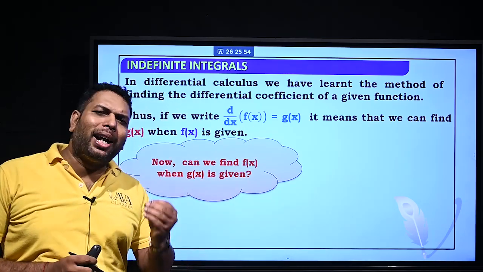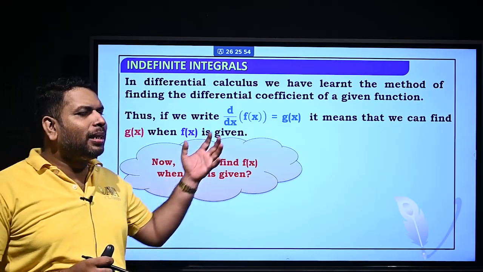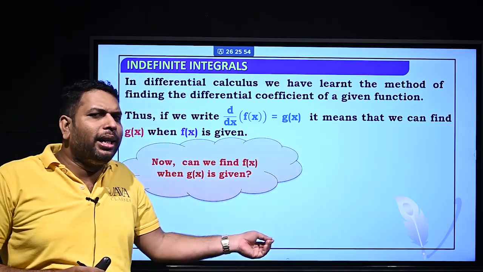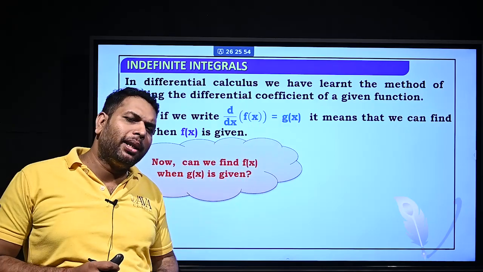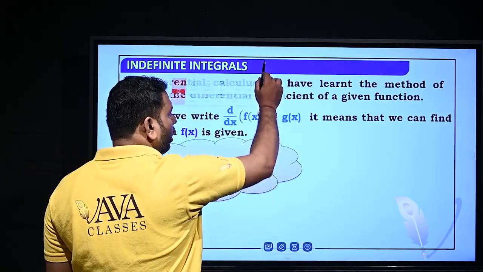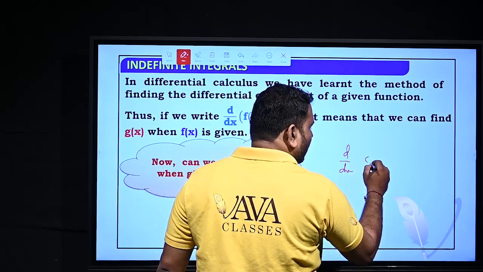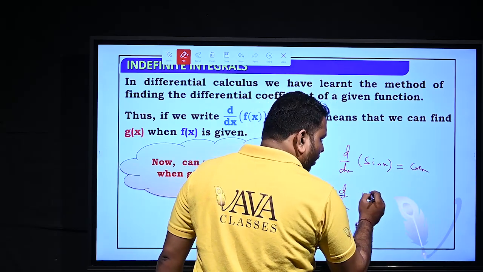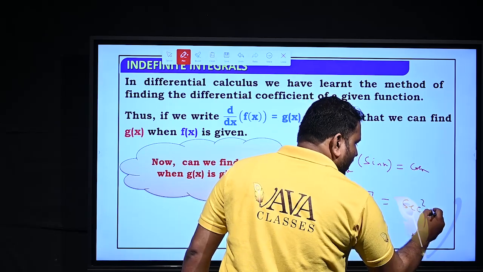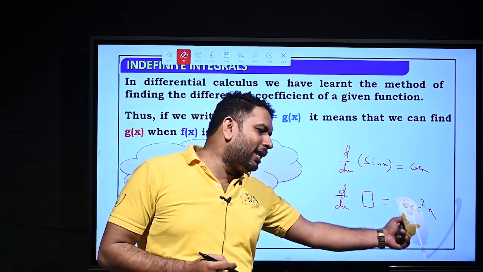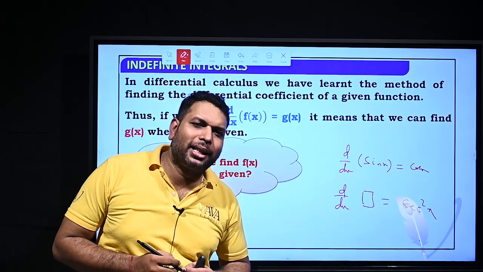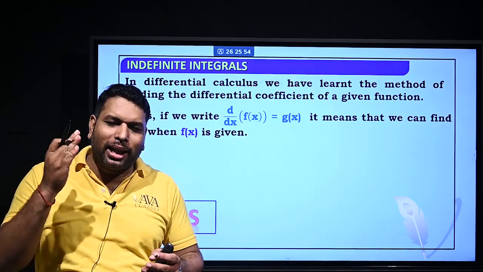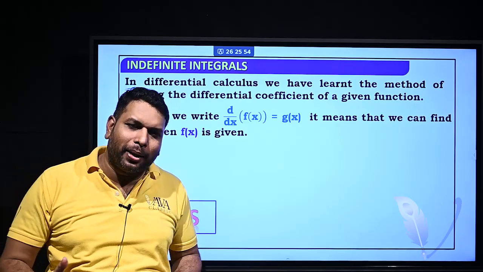Now, can we find f(x) when g(x) is given? If f(x) is given, then you can find g(x). Can we find f(x) when g(x) is given? That is, if you know d by dx of sin x is cos x, do you know derivative of which function is sec square x? That is, g(x) is given. Can you evaluate f(x)? Think about this. Yes, the answer is yes. If g(x) is given, we can evaluate f(x).